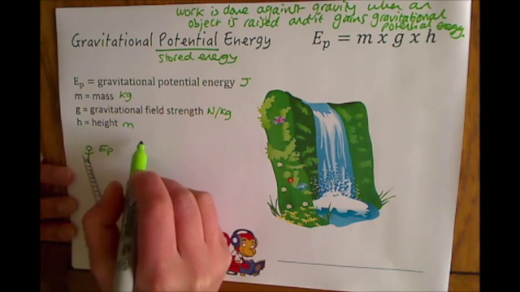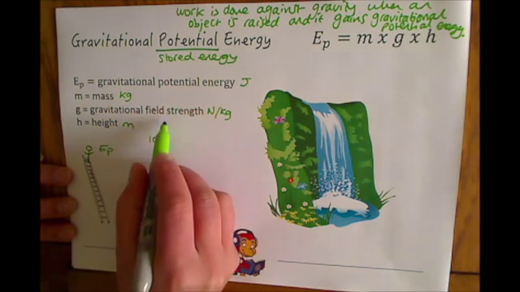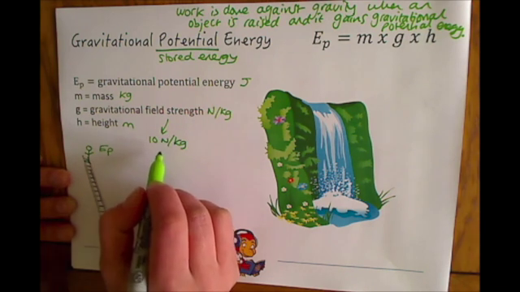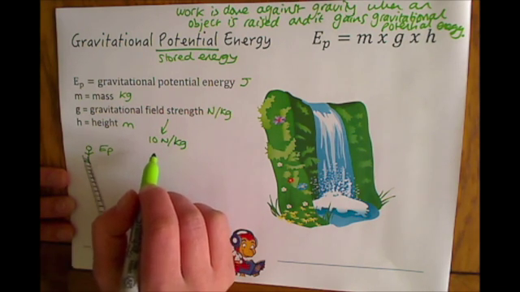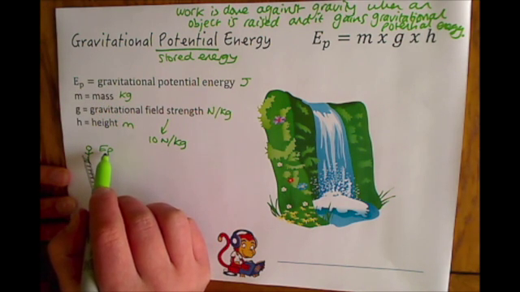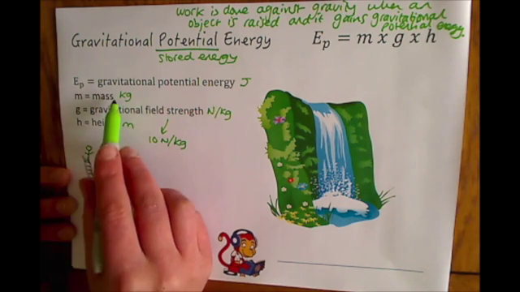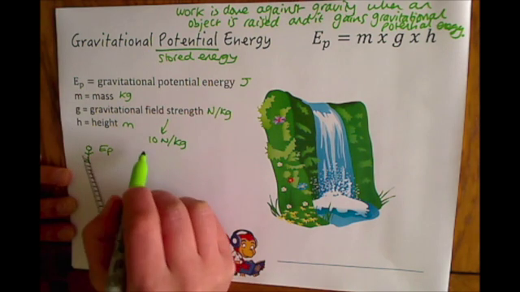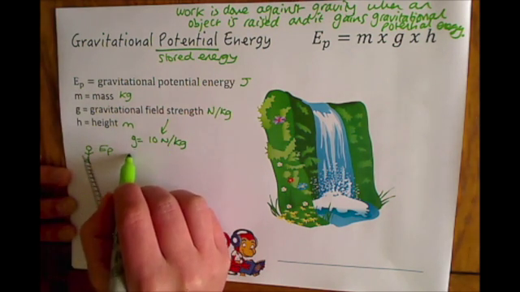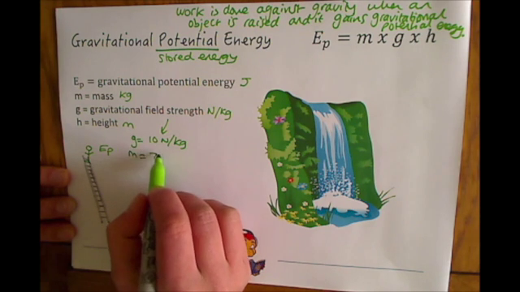Gravitational field strength on Earth is 10 newtons per kilogram, and they'll give that to you somewhere in the question. They'll also, if they're asking you to work out gravitational potential energy, give you the mass of the person. So if g is 10 newtons per kilogram, let's assume the mass of this person is 70 kilograms.